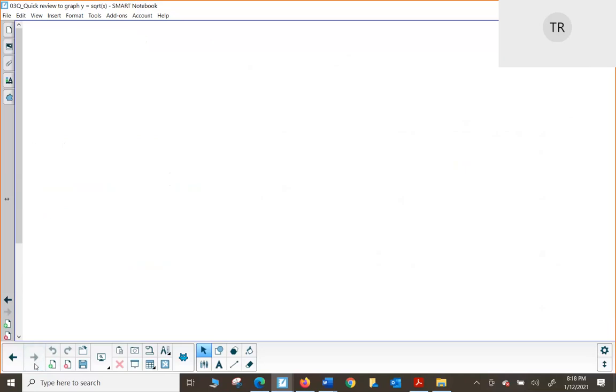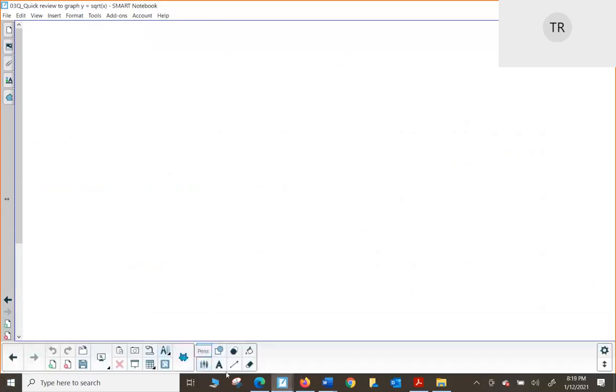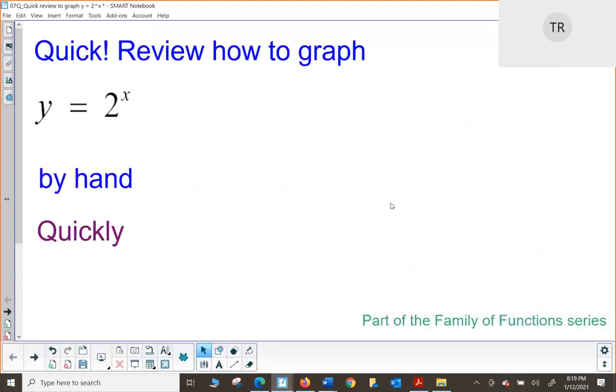And hopefully that's enough for most of your students who have done it before. I would not assign this as the first time. That's not going to be a good idea, I don't think. Another example I like to show would be quick review how to graph the exponential, 2 to the x, an exponential function.